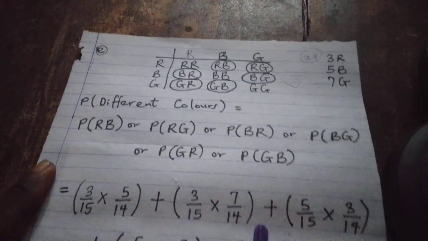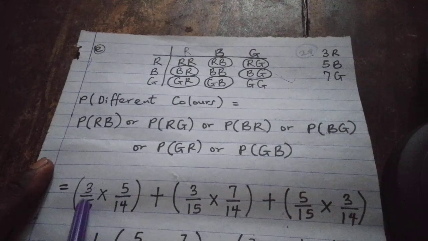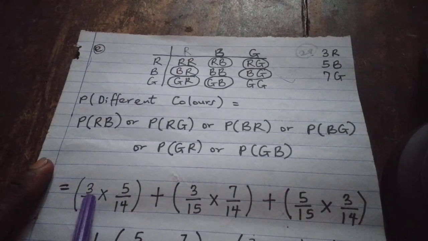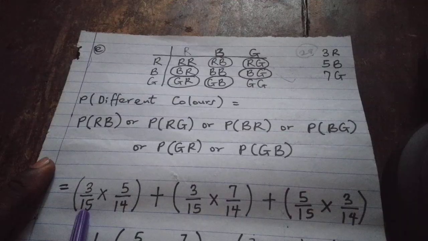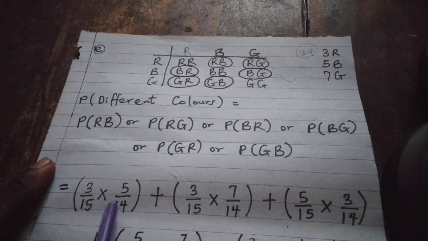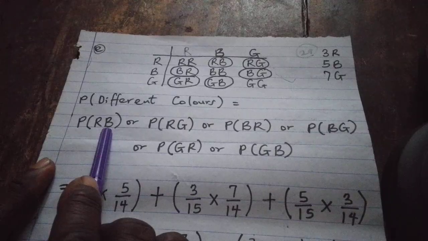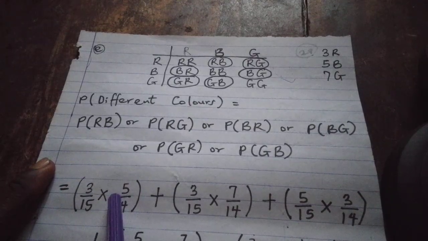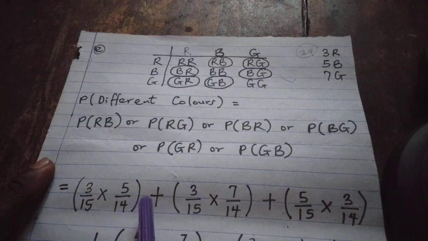So let's now look at it one after the other. The probability of picking the first one to be red, we having 3 red balls over 15 balls. By the time we remove 1 red ball, it will remain 14 balls there. The probability of picking the second ball to be blue will be what? How many blue balls will still be there? 5 over total remaining balls, that is 14.